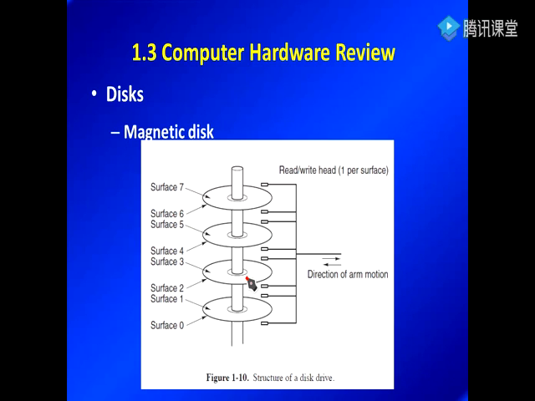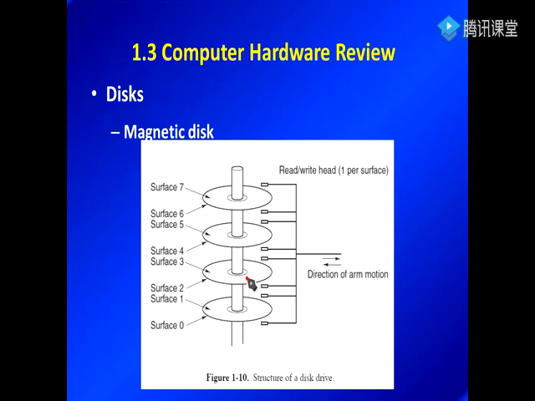And for the disks, actually, I don't think it's necessary for you to grasp this figure by now, because SSD is getting more and more popular, and the magnetic disks are useful in maybe some servers and in some data centers.